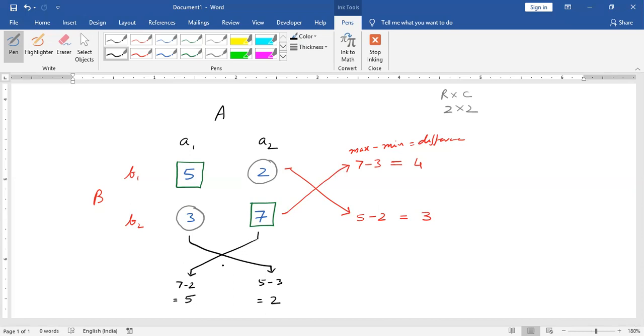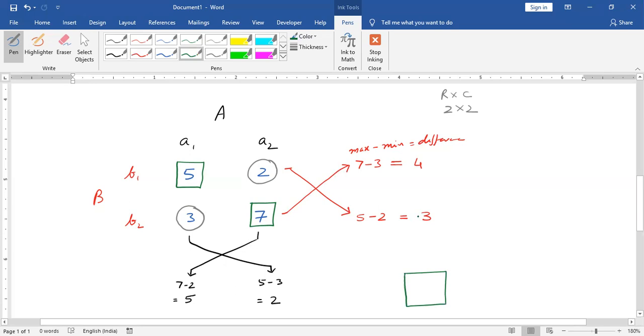Now you just calculate the total of the differences. The total of the differences is what? That is 4 plus 3 is 7, right? And 5 plus 2 is also equal to 7. The total of the differences must be the same. It is mandatory. If it is not the same, that means either you calculated wrong, or there must be a saddle point.